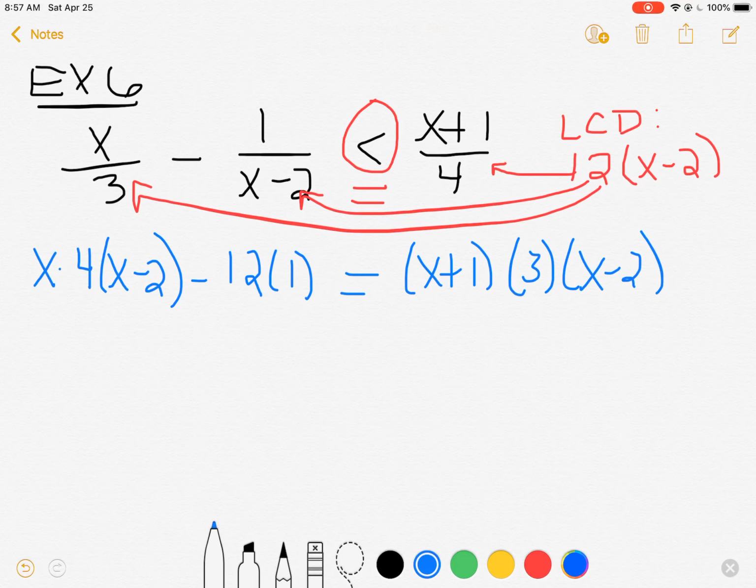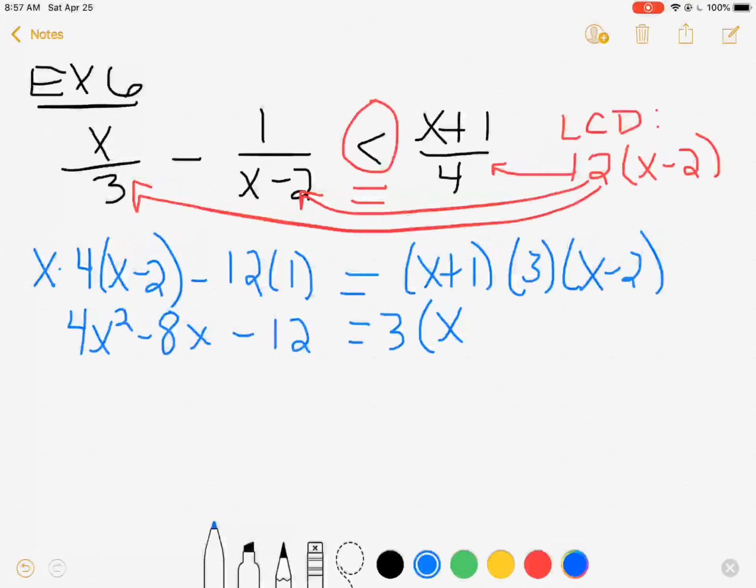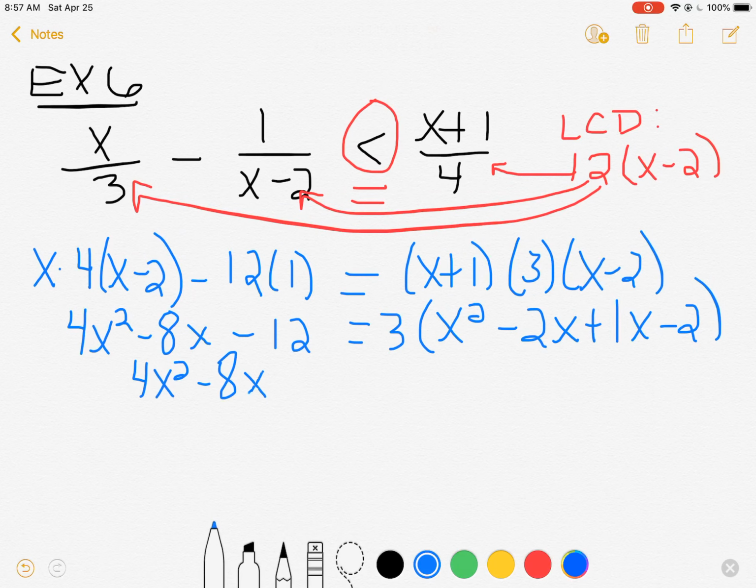Now we'll clean it up. This will be 4x squared minus 8x minus 12. On this side, I'm going to keep the 3 out for a minute and FOIL that, and I get x squared minus 2x plus 1x minus 2. Just doing first, outer, inner, last. Still cleaning, I get 4x squared minus 8x minus 12 equals 3x squared. When I combine this, I get negative 1. So that's going to be minus 3x minus 6.